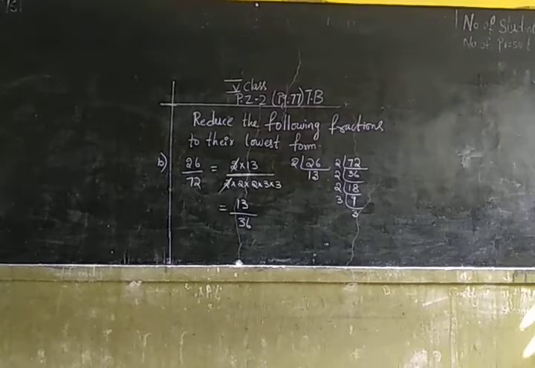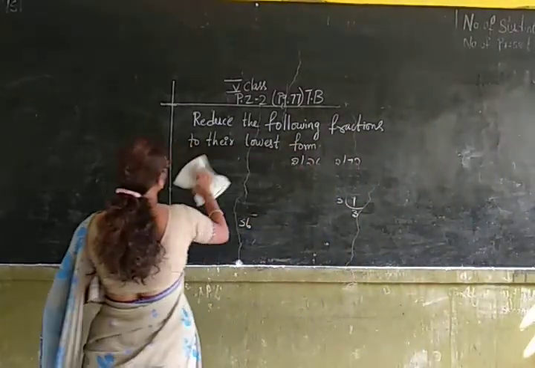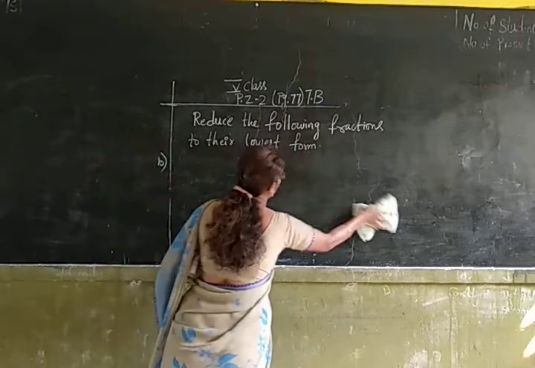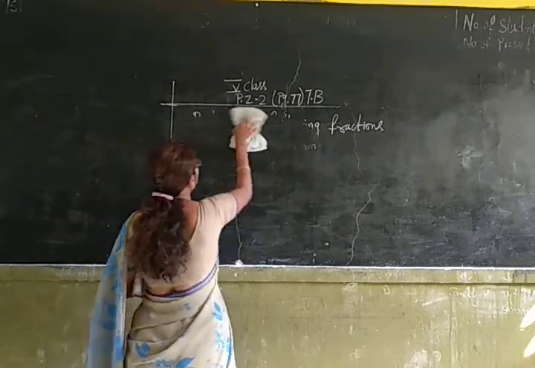Okay children. Now you do the C and D sums for homework. I have explained your two sums. You do the C and D sums for homework.